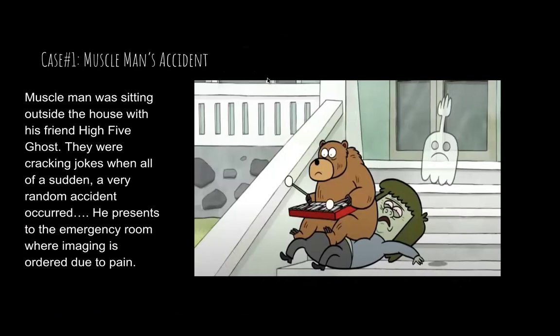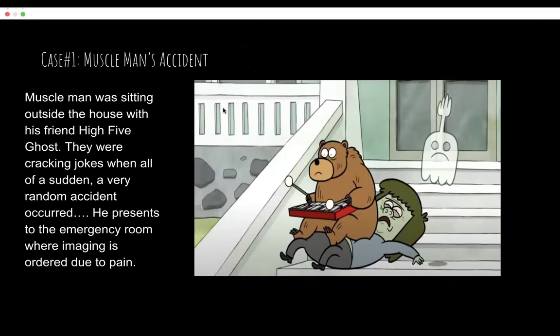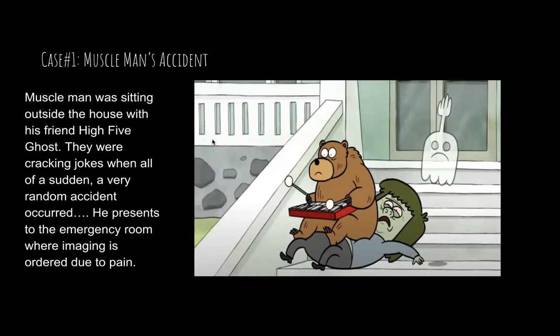All right, let's go ahead and get to our first case and connect it to our favorite show that Josiah and I bond over all the time, which is Regular Show. One of the characters, Muscle Man, is sitting with his friend, High Five Ghost, outside on a nice sunny day. They're cracking jokes, just being bros, when all of a sudden something really terrible happens, and he's coming to the emergency room in pain. And I don't know, Josiah, if a bear falls on me, I'm pretty sure I'd be in pain too. What do you think? I'd be in a lot of pain and I'd want some imaging. Yeah, I think that's appropriate to get some imaging.